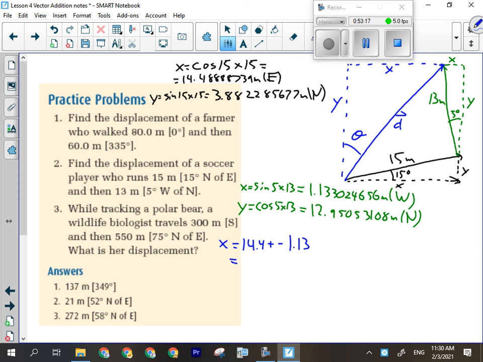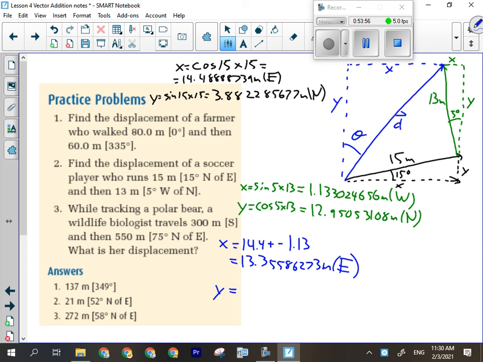All right, so we're going to have 14.48888739 minus 1.133024656. Okay, so our overall x here is going to be 13.35586273 meters east. Right? Got to do the same thing with the y, but they both go north, so I can just add the two y's together.